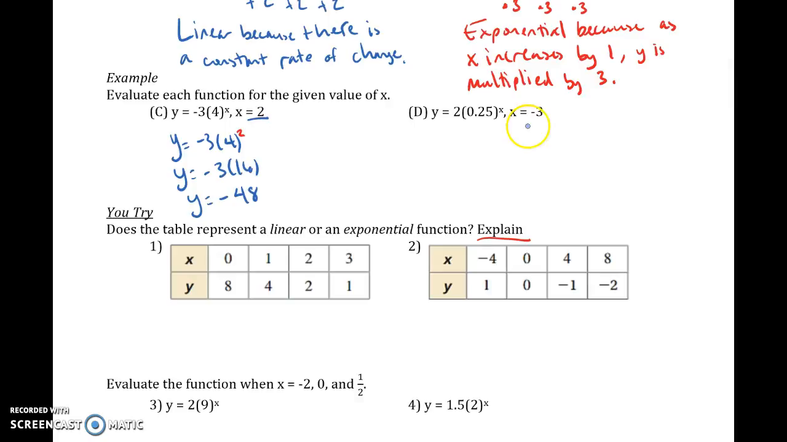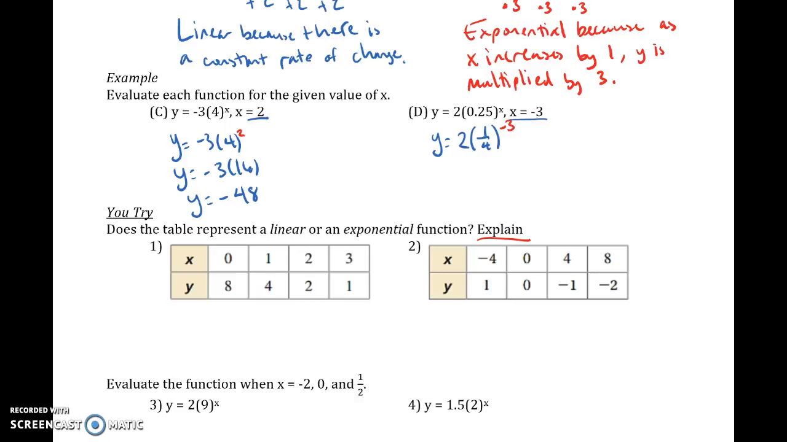Here we see x is -3. I'm going to plug that in to where the exponent is. And if it helps to change the decimal into a fraction, you can definitely do that. And I would prefer to do that because I can do exponents with fractions much better than I can with decimals. So it's up to you, but I'm going to change that 0.25 to 1/4. And then again, the exponent here is -3.